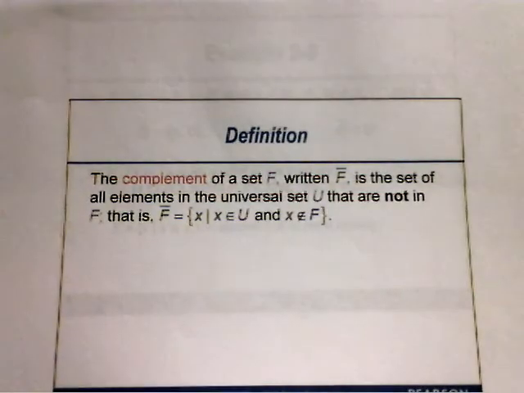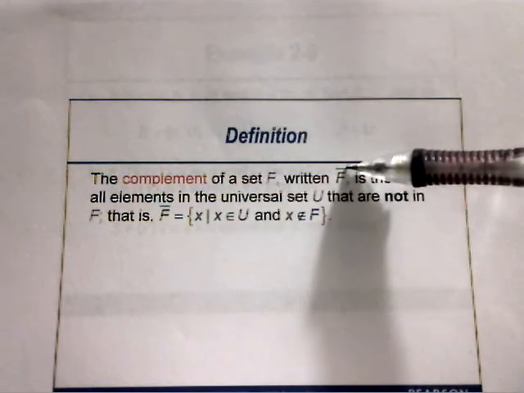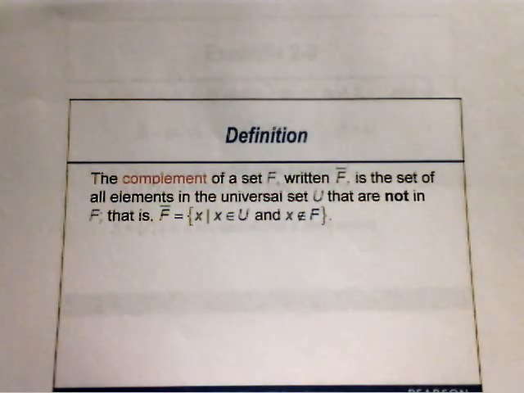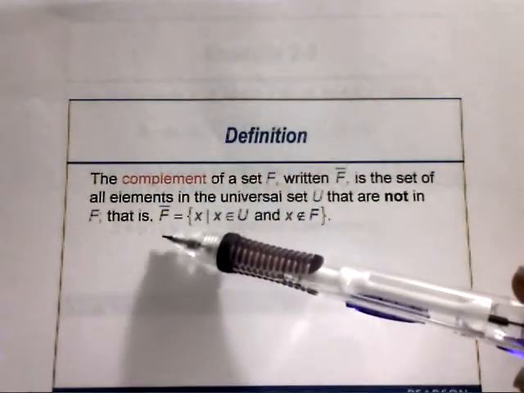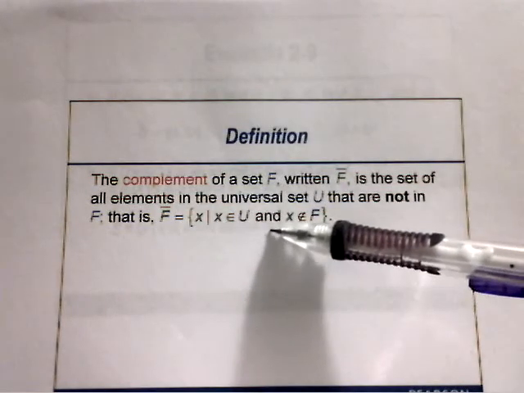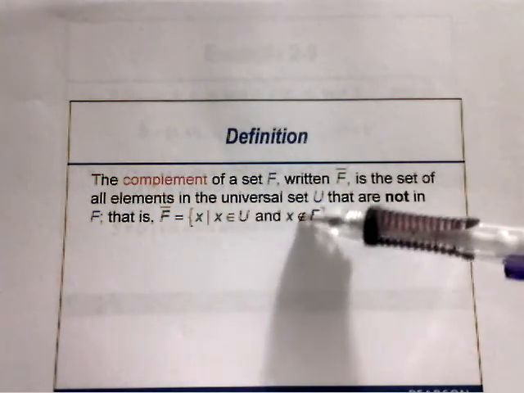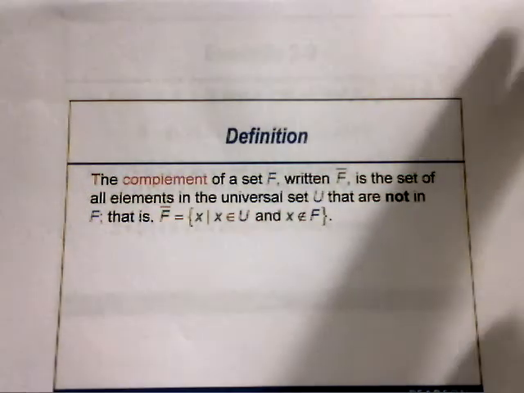The complement of set F, we use F with a bar on top, meaning F complement, or the complement of set F. That's the set of all elements in the universal set called U that are not in F. So in this case, F with a bar, complement of F, is the set of all x such that x is an element of U and x is not an element of F. So we're excluding the elements that are in set F in this illustration here.